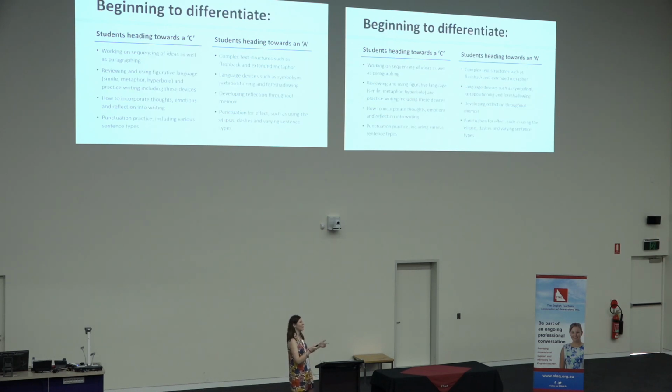So when we look at the skills that I'm wanting to teach them, having some more complex structures in there is really going to help them push into that A bracket, such as a flashback or using an extended metaphor. So this here on the screen is just an example of the skills that I've broken down that I need to focus on to help each group of my students so that they can achieve either that C or hopefully get into that A bracket.